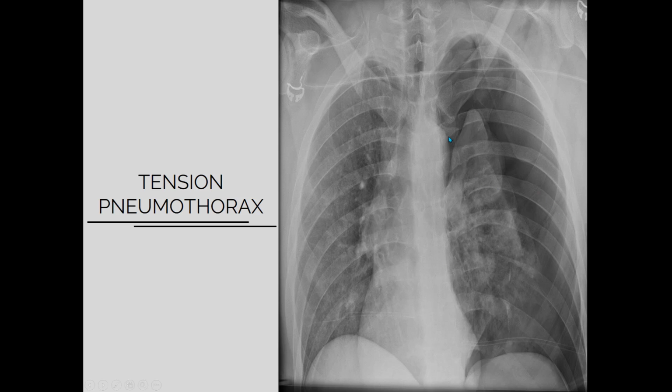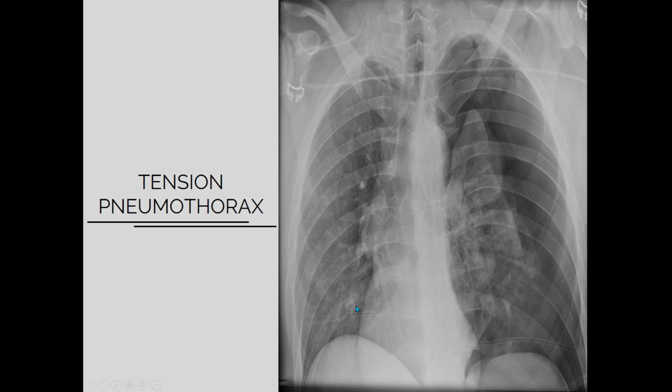In this you can see that there is collapsed lung, but this is not completely collapsed. Even then, you notice that the mediastinum is shifted towards the right. From here also you can notice the trachea is towards the right side, and the mediastinum, you can notice how much it has gone towards the right side. So basically this is tension pneumothorax.